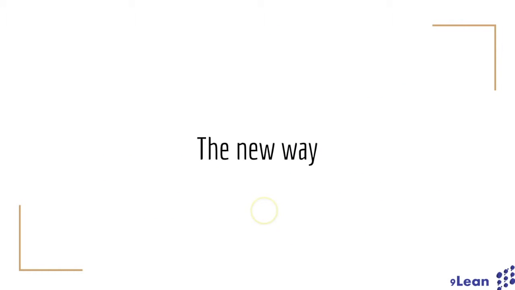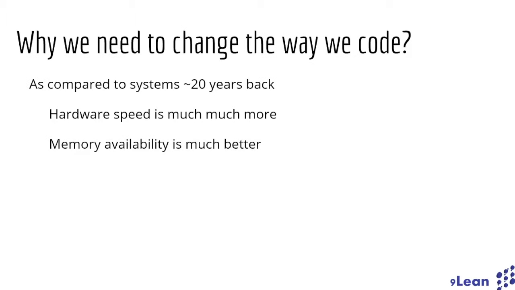So let's look into the new way, that's what we are propagating as part of Change the Way We Code. Before I show you how to write it in a new way, just a small introduction on why we need to do something like that. If you pick up any good data structure book, which is still being taught in schools and colleges, they were written almost 20 years back, and many things have changed. The hardware speed is much more. You can afford to perform some extra instructions. The memory availability is not that bad now.